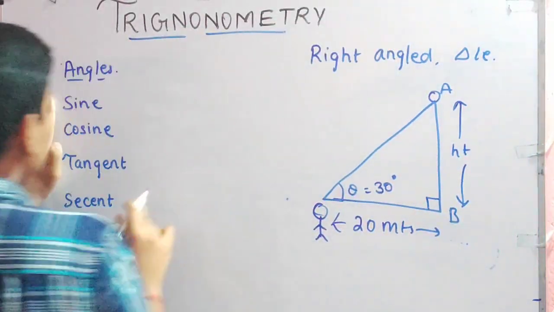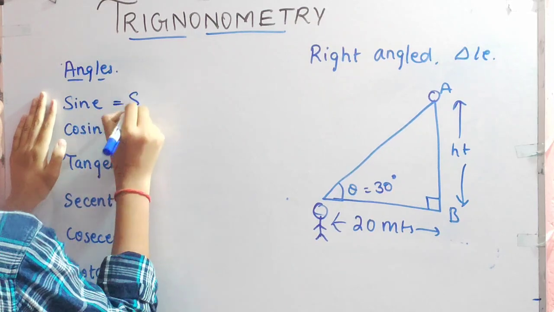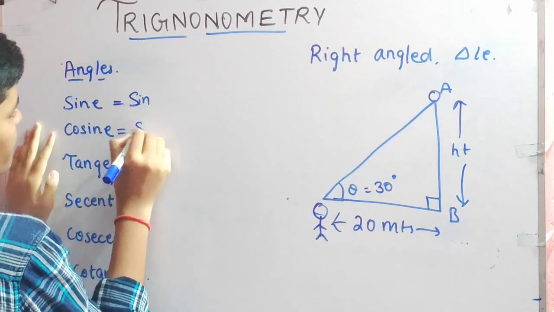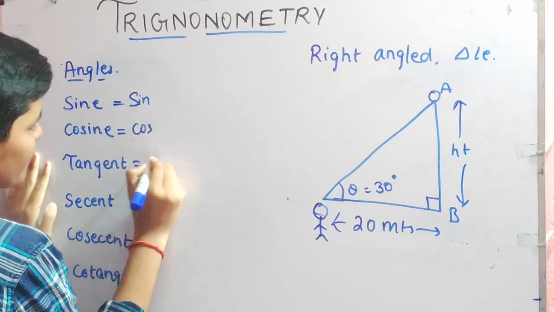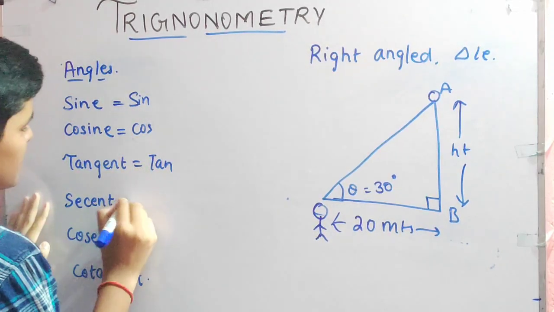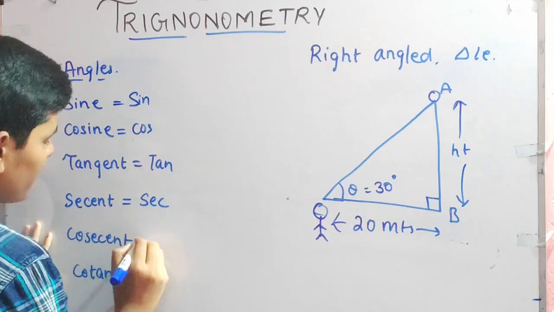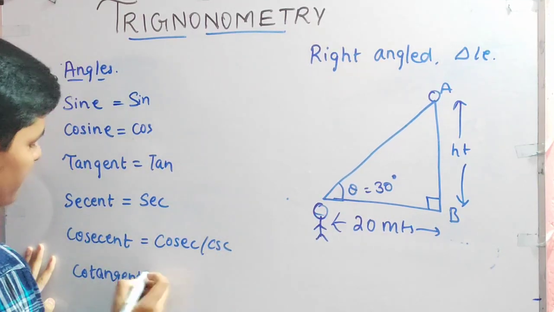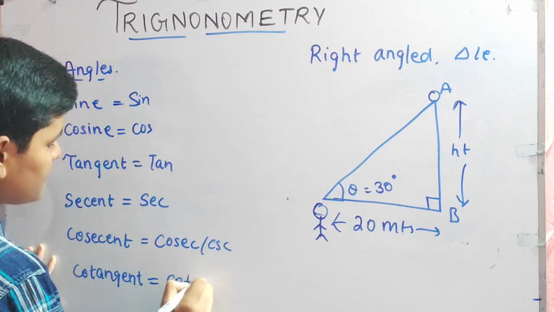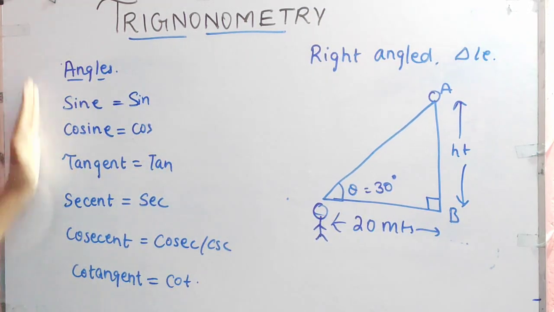So instead of writing sine, we write sin. For cosine, we write cos. For tangent, we write tan. For secant, we write sec. For cosecant, we write cosec or csc. And for cotangent, we write cot. These are the 6 ratios.